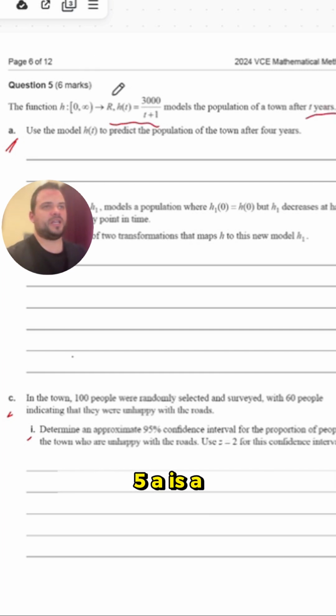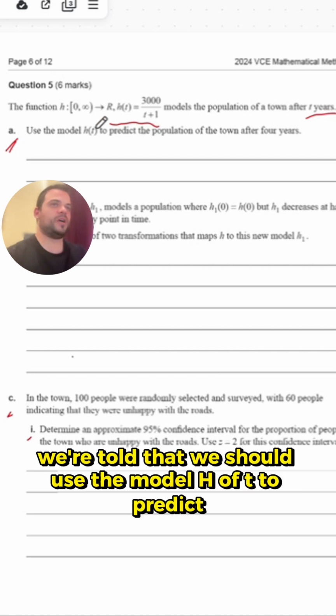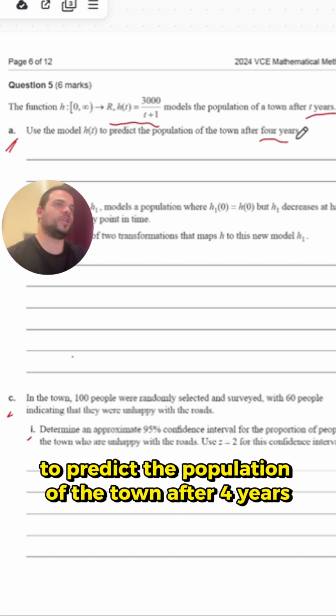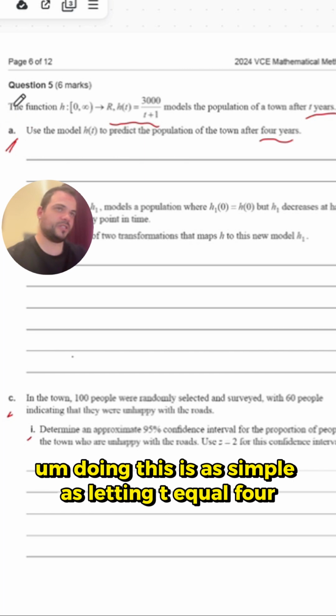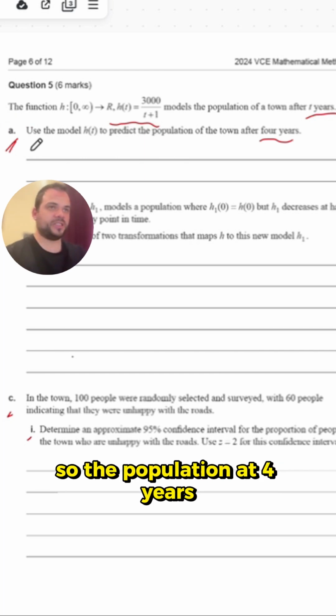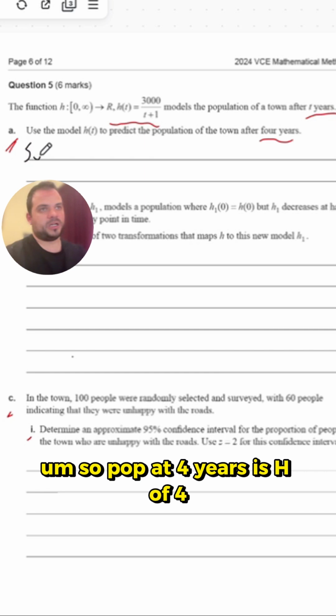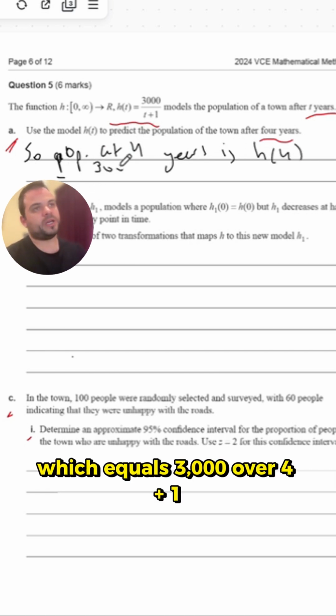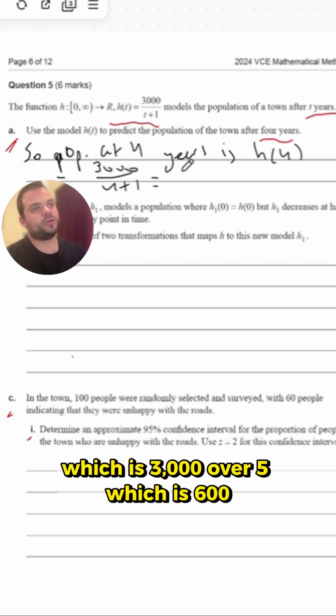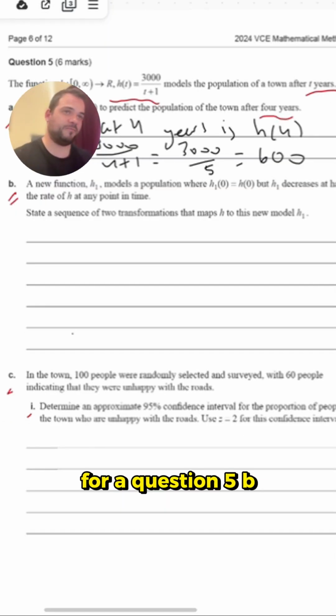Part A, 5a, is a quite simple question. We're told that we should use the model h of t to predict the population of the town after 4 years. Since h of t models the population of the town after t years, doing this is as simple as letting t equal 4. So the population at 4 years is h of 4, which equals 3000 over 4 plus 1, which is 3000 over 5, which is 600.